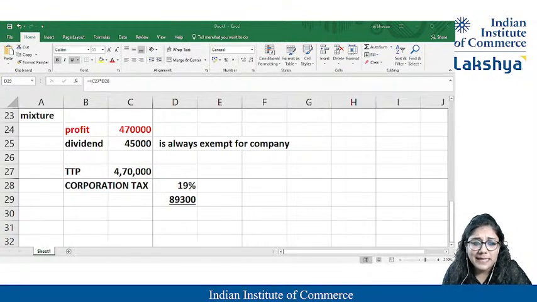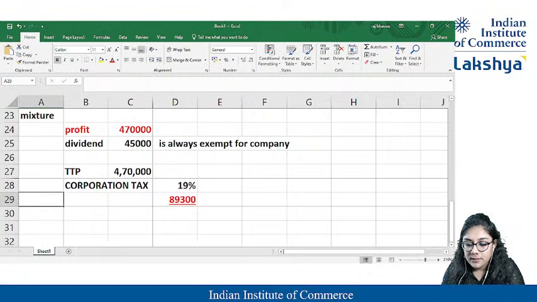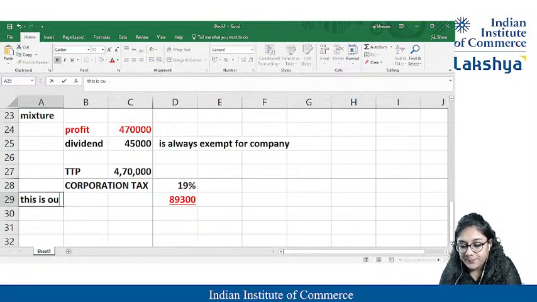Obviously 89,300. Then how will I write the answer? I can write: the mixture's corporation tax liability is 89,300. If you're just writing that, you are getting into a situation. Students might say, I got the tax liability, but I have to pay. Can I pay once, just in one go? No, students. This is the company's tax liability.